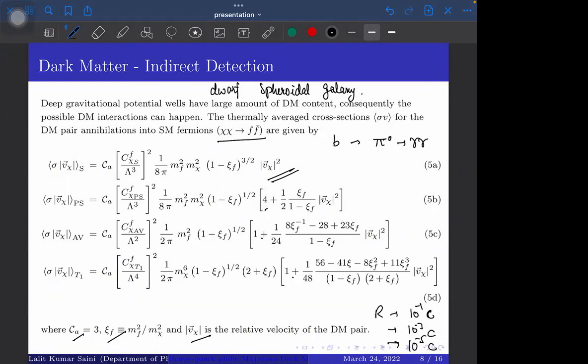We can say that the signal coming to us is not like the galactic center signal, where there are a large number of other, say, stars and neutron stars, and a large amount of intergalactic gas also, where the signal can be distorted. So the signal coming from these dwarf spheroidal galaxies is of good quality.